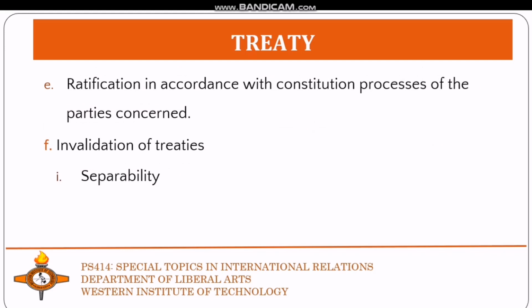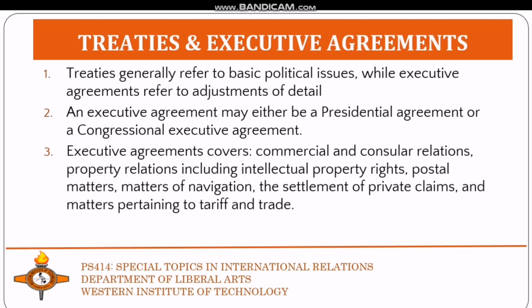Next, we have treaties and executive agreements. So treaties generally refer to basic political issues, while executive agreements refer to the adjustment of detail. An executive agreement may either be a presidential agreement or a congressional executive agreement. So if it is an executive agreement, there's no need for the two-thirds vote of the Senate. Next is what executive agreements cover.